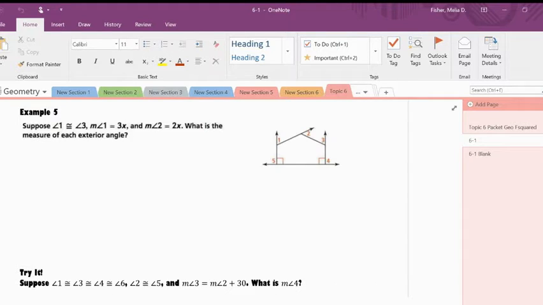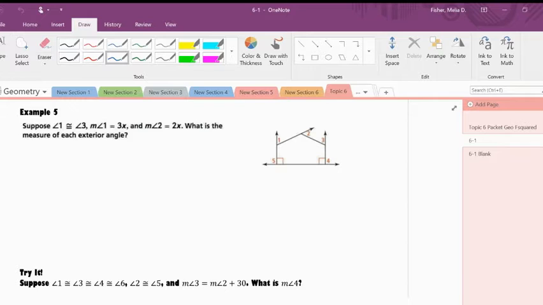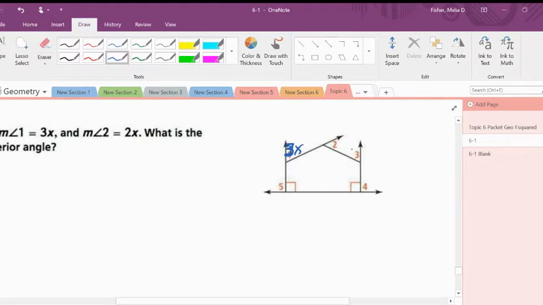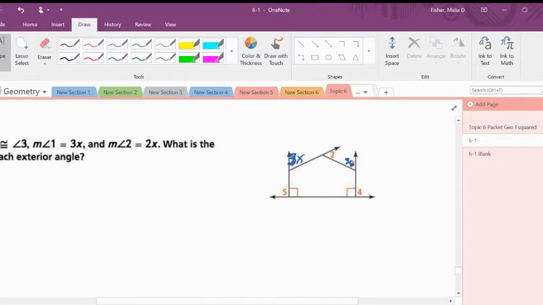6-1, example 5. Suppose angle 1 is congruent to angle 3, and the measure of angle 1 equals 3x. So this is 3x right here. And if that is 3x, then angle 3 is also 3x. And the measure of angle 2 is 2x. If this is 90, then angle 5 is 90, and angle 4 is 90.